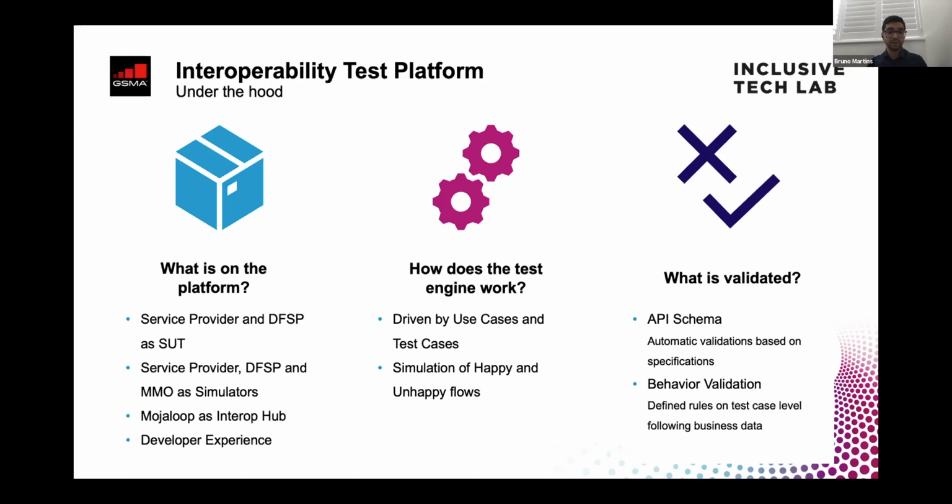The test cases drive between the happy flows and unhappy flows that we will have in the system. The system validates two points: API schema. We have the API schema for Mojaloop and the API schema from the Mobile Money API, and it automatically validates every time a message comes in and out.